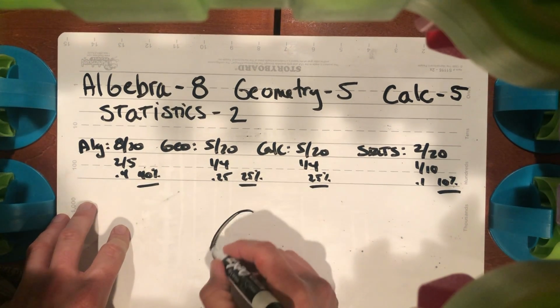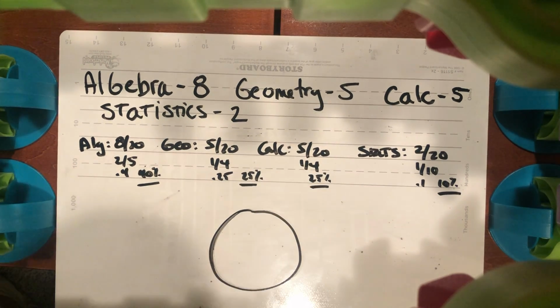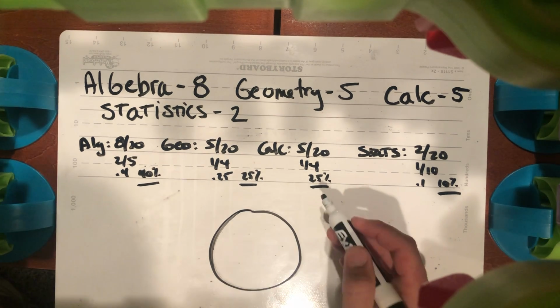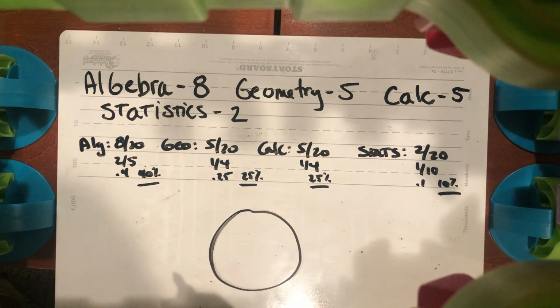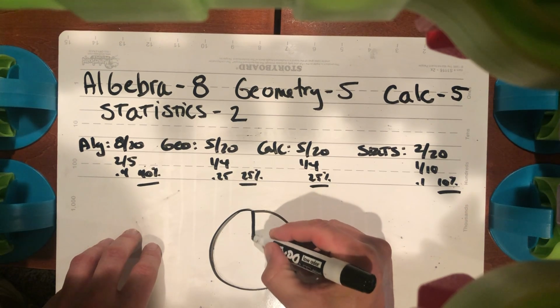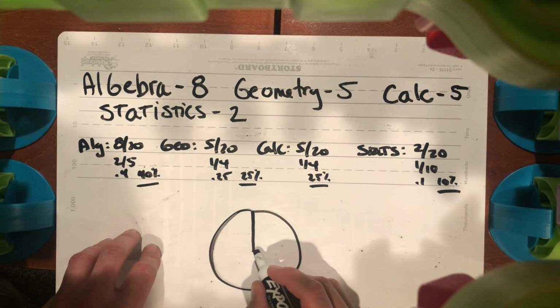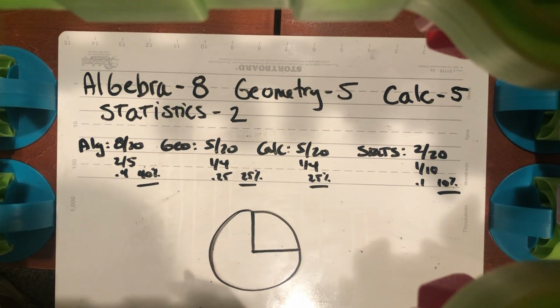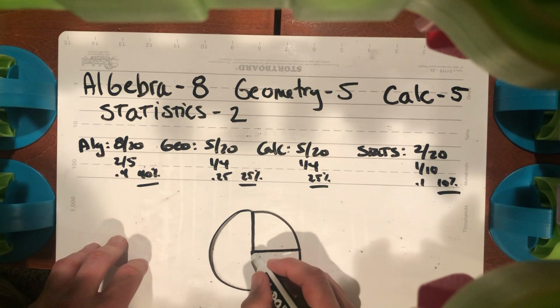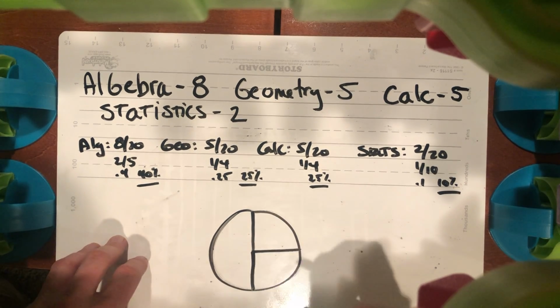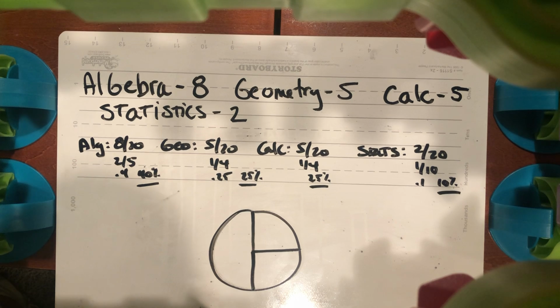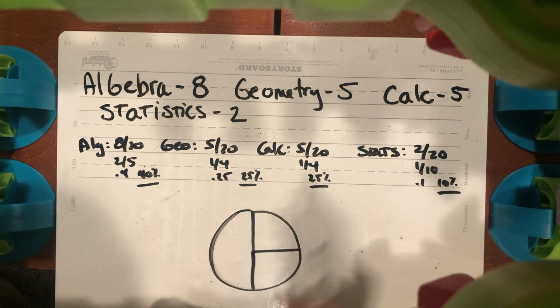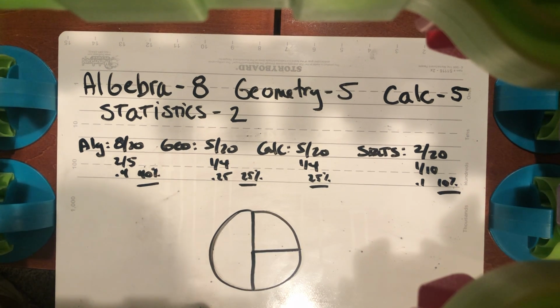So when we're making our circle graph or our pie chart, there are 360 degrees. 25% of 360 degrees is 90. You can get that by multiplying 0.25 by 360. So this will represent 90 degrees. Geometry also represents 90 degrees, so I'll just do another one of those, quarter of the circle. 10% of 360 you can get by doing 0.1 times 360, which is 36 degrees.